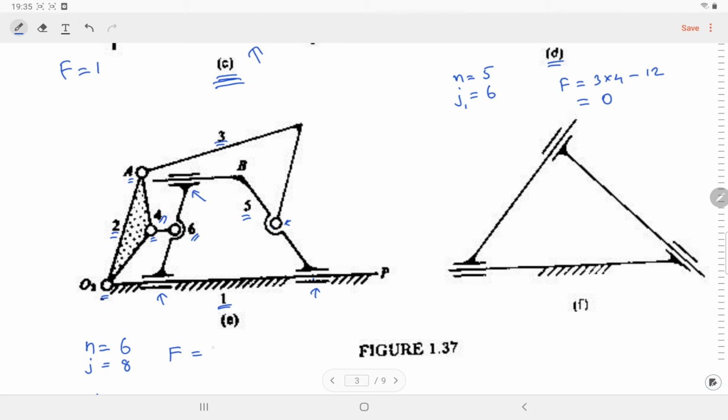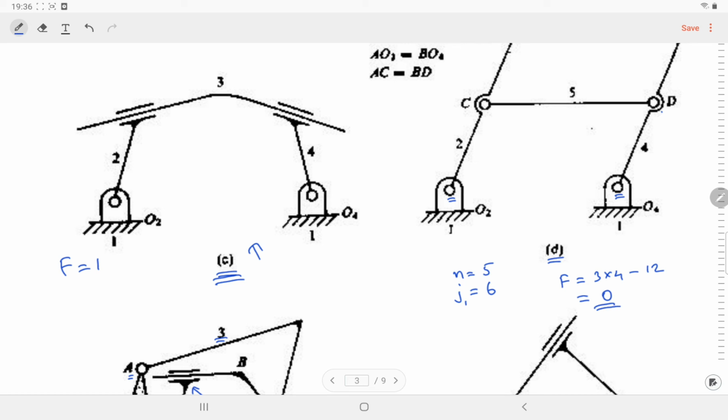So now what's F? F is equal to 3 into 5 minus 16, which is equal to minus 1. Wow. So it seems a structure with a redundant constraint. Okay, so that's what the negative F means. Okay, let me make sure that I have counted J correctly. 1, 2, 3, 4, 5, 6, 7 and 8. Yes, so F is minus 1. So that means we can't have any motion for this, as well as for this case when F is equal to 0.